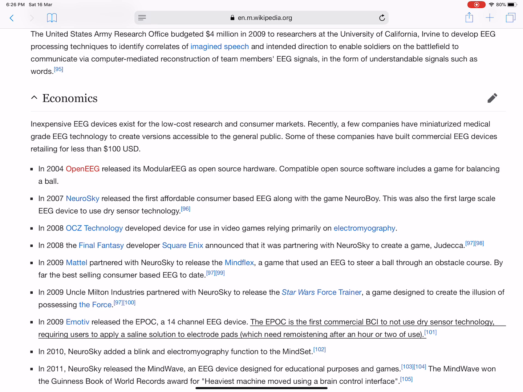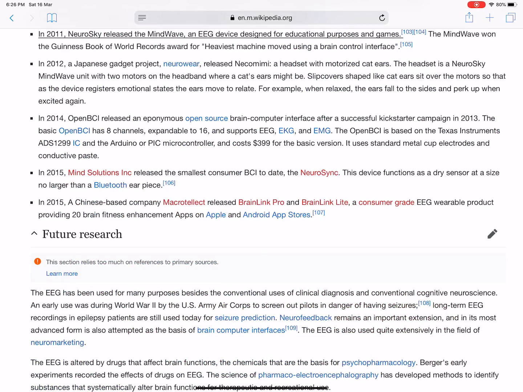In 2010, NeuroSky added a blink and electromyography function to the MindSet. In 2011, NeuroSky released the MindWave, an EEG device designed for educational purposes and games. The MindWave won the Guinness Book of World Records Award for heaviest machine moved using a brain control interface.